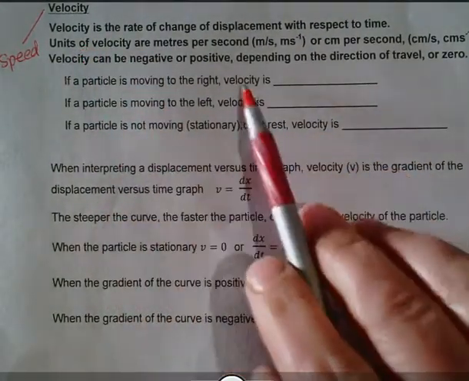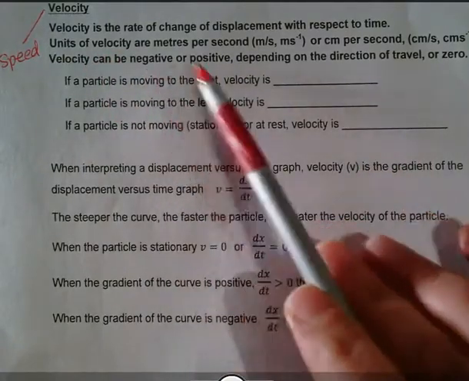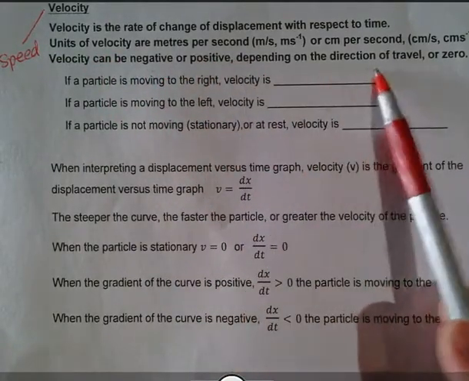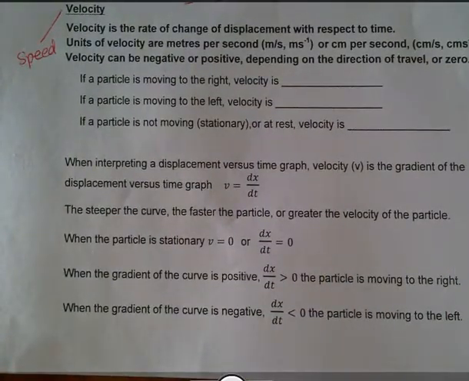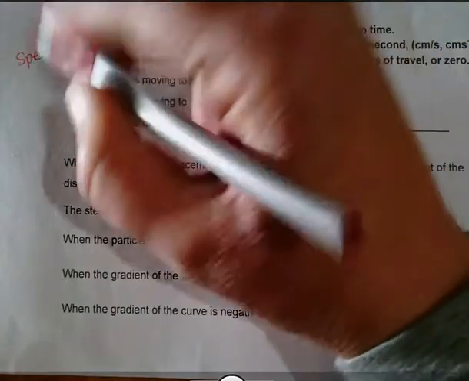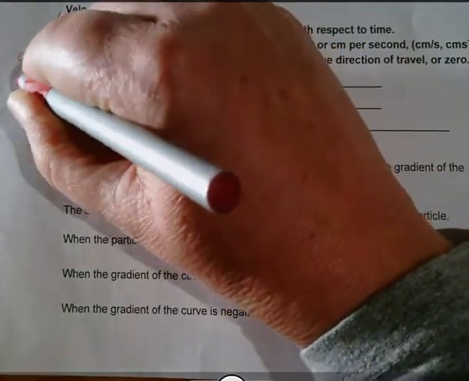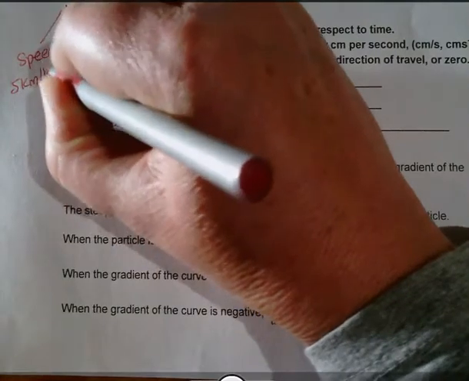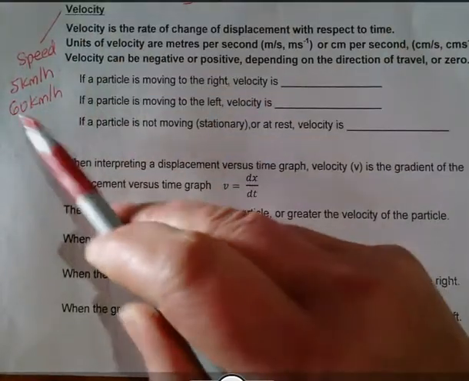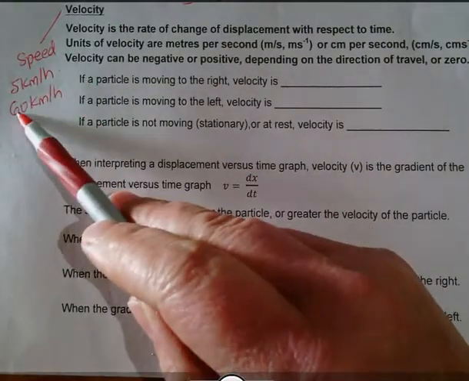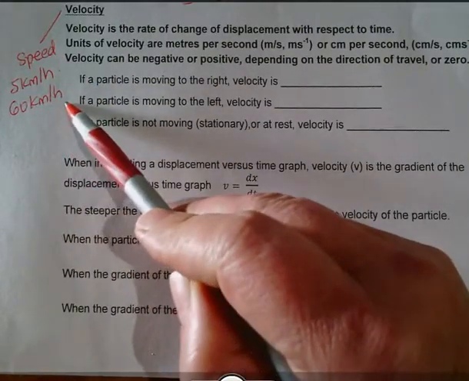Velocity, however, has direction, and it can be negative or positive depending on which way you're traveling. Whereas with speed, you've only got positive quantities. You might say, okay, I'm walking at 5 kilometers per hour, or I'm driving at 60 kilometers per hour. We can see that speed is just distance over time.